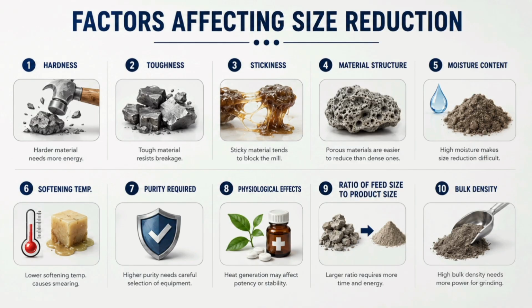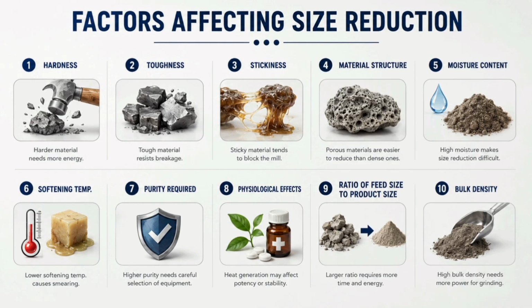Ratio of feed size to product size. To get a fine powder in a mill, a very small feed size should be used. Hence it is necessary to carry out the size reduction process in several stages using different equipment. For example, preliminary crushing followed by coarse powdering and then fine grinding. So like that we have to adopt the method.